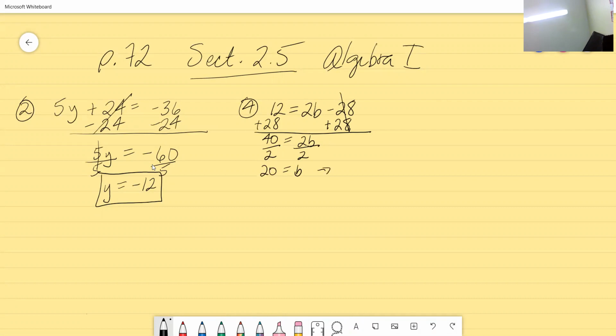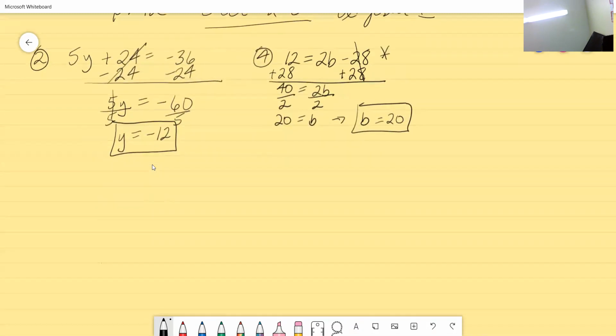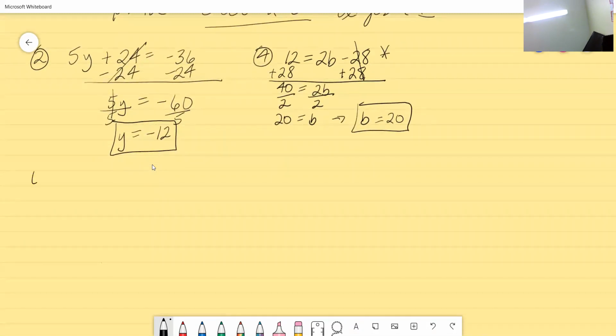But then, of course, write this correctly. You always want your variable to be on the left, so b equals 20. And you can always do that at the beginning. Remember, we have the symmetric property of equality. So you could have rephrased that original equation as 2b minus 28 equals 12, and then solved it from there. Either way.